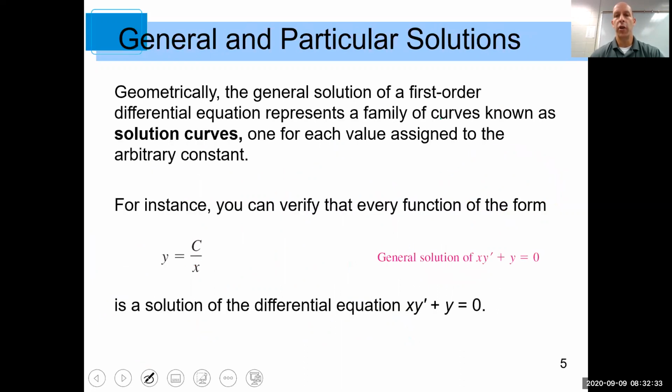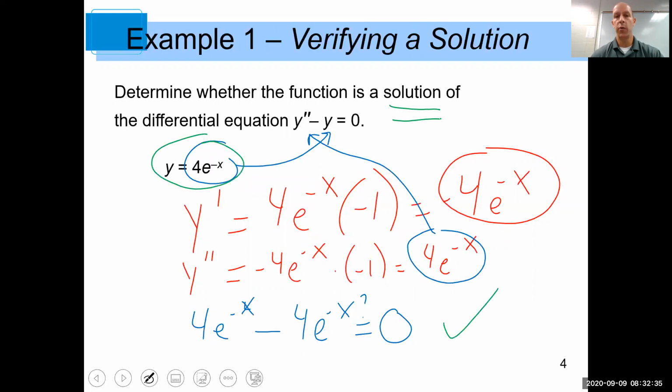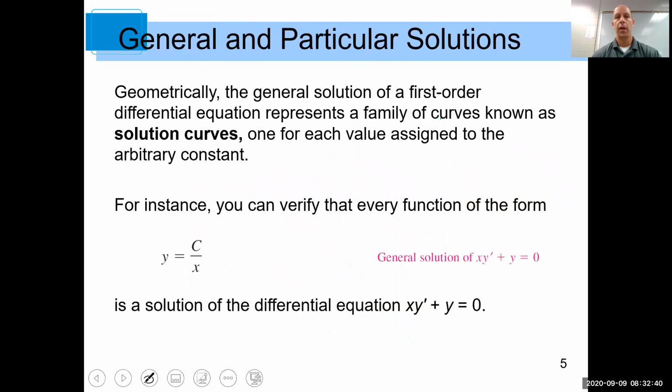Geometrically, the general solution of a first order differential equation represents a family of curves known as solution curves. And by the way, what we just found was a specific or particular solution for that differential equation. There is one curve for each value assigned to the arbitrary constant, and keep in mind that constant could be literally any real number, so there are infinitely many of them. For instance, you can verify that y equals c over x is a general solution for x y prime plus y equals 0.